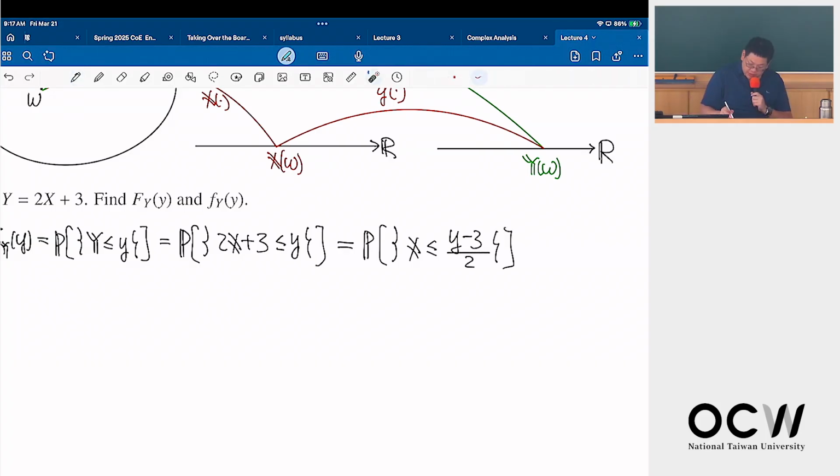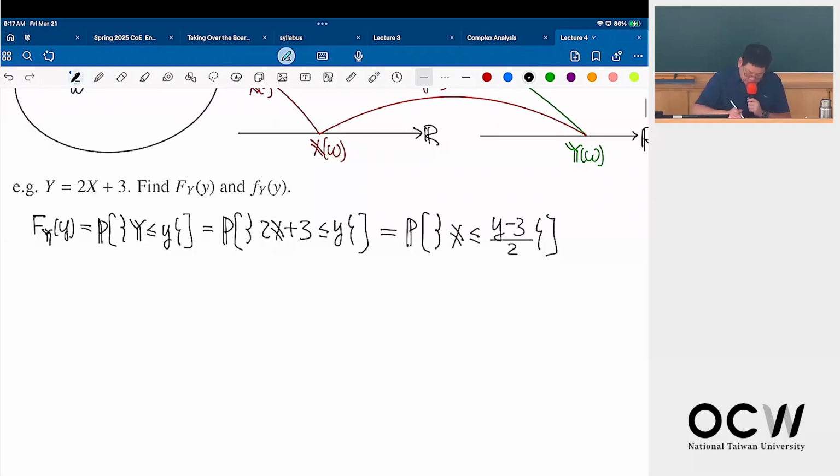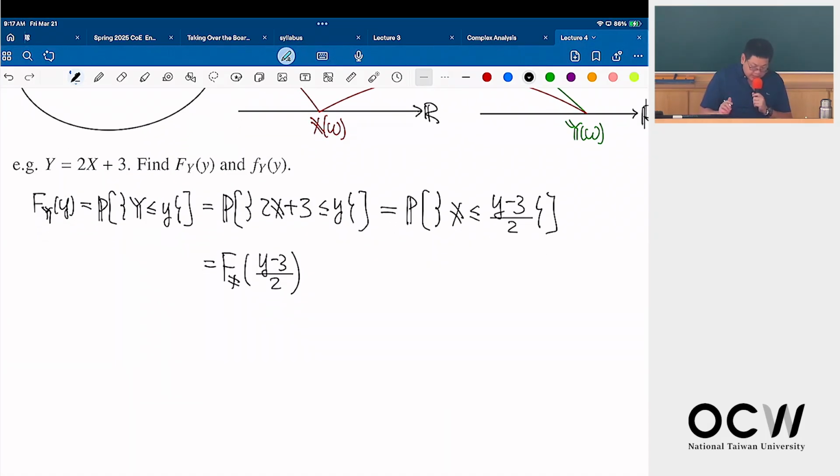What is the probability of your x less than some point? This will be the CDF of x. So this is the CDF of x, and at which point? (y minus 3) divided by 2. Then this is the CDF.